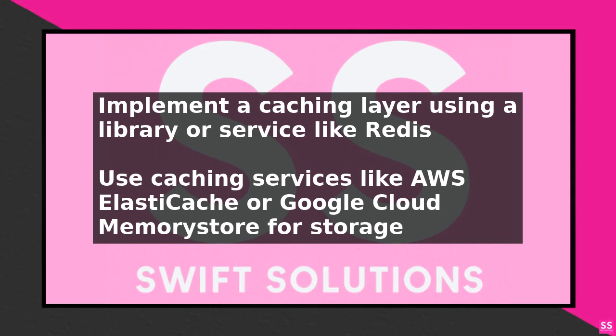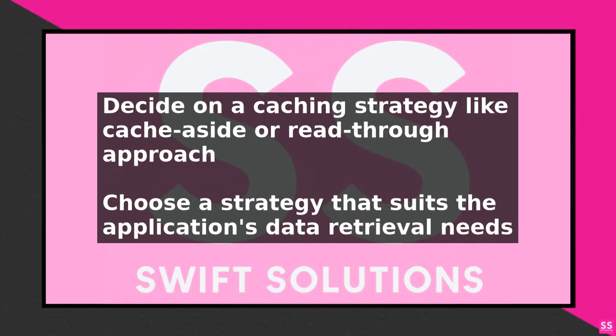To implement caching, you will need to write code that stores the webhook notifications in the cache. This can be done using a programming language like Python or Java. You will need to use the caching library or service to store and retrieve the cached data. For example, if you are using Redis as your caching layer, you can use the Redis client library to store and retrieve the cached data.